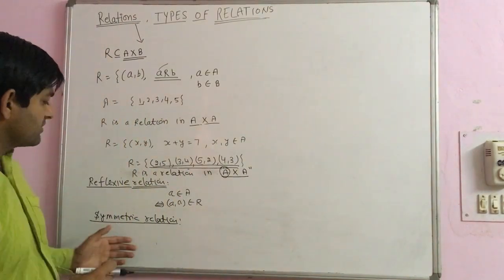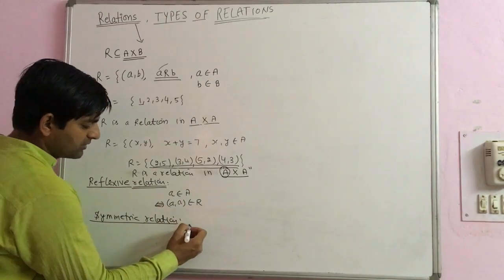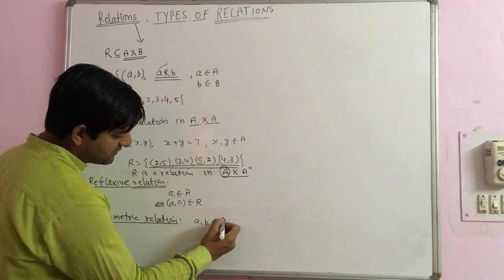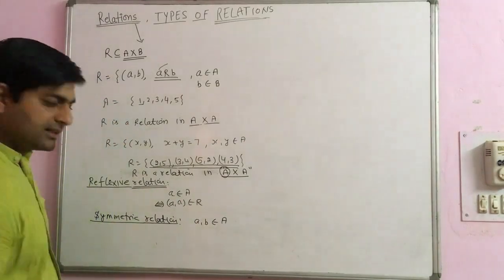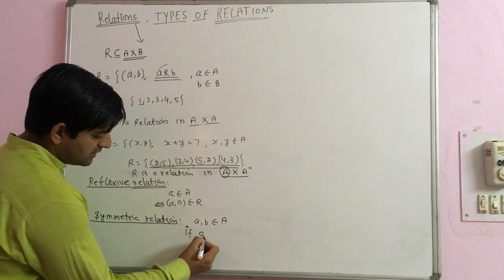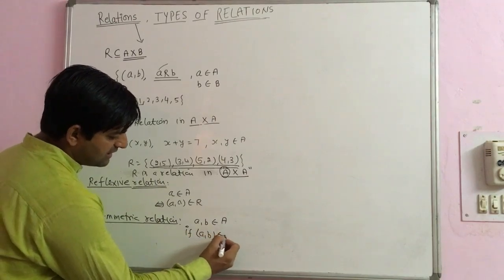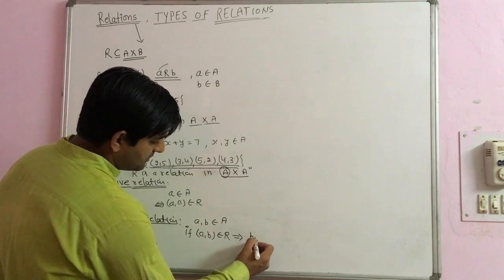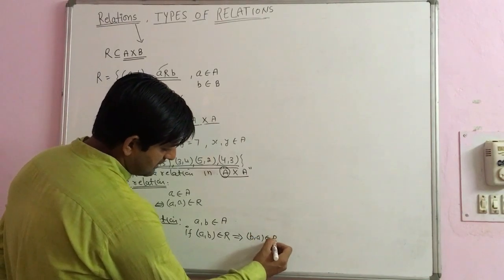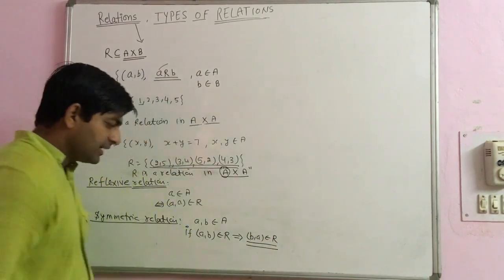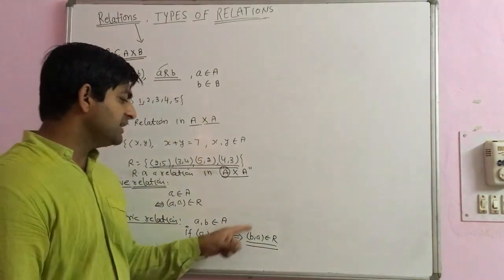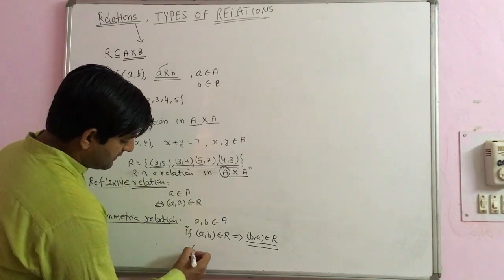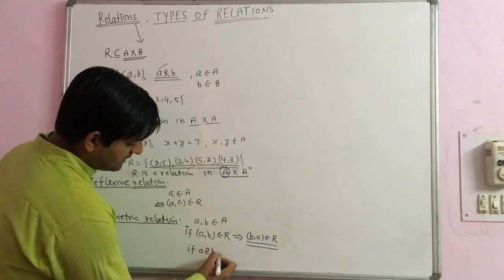So a relation is said to be symmetric if for A, B, two elements from the set A, if the ordered pair AB is in R, it must imply that BA is in R. If AB is in R, then BA must be in R. Or you can write, if A R B, then B R A.